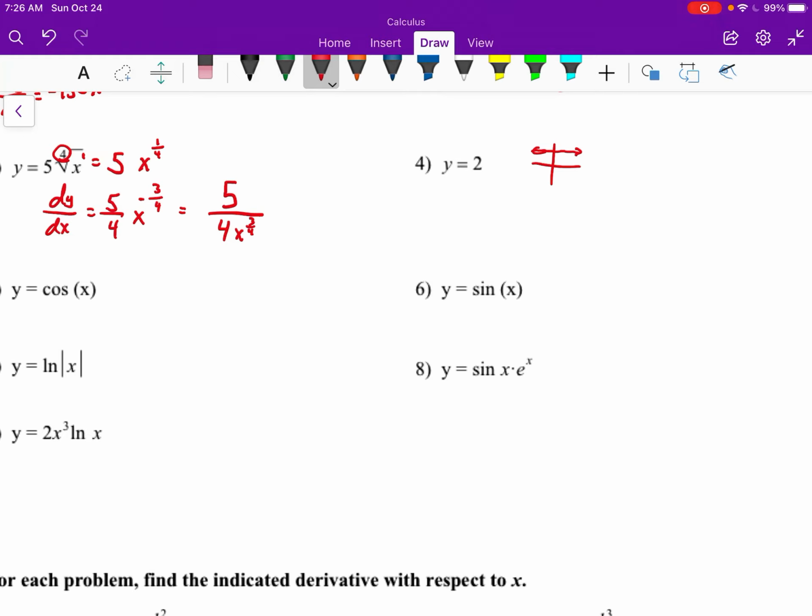So the answer to this is going to be 0, but we also can use the power rule. This is just an x to the 0. The 0 comes out front, so 2 times 0 is 0. X to the -1, but 0 times x to the -1 is 0. So we'll just write this as y prime this time is 0.